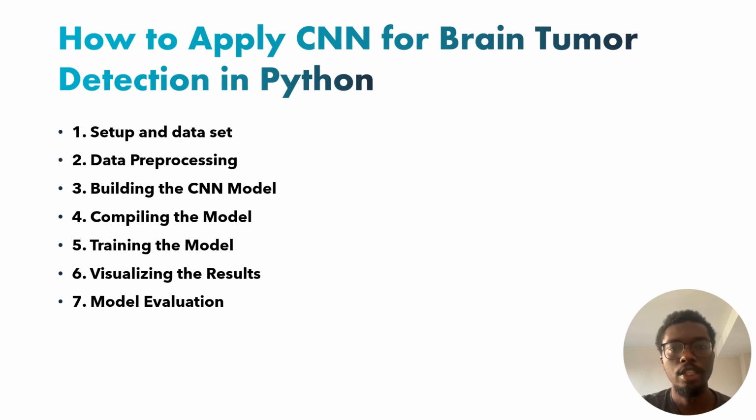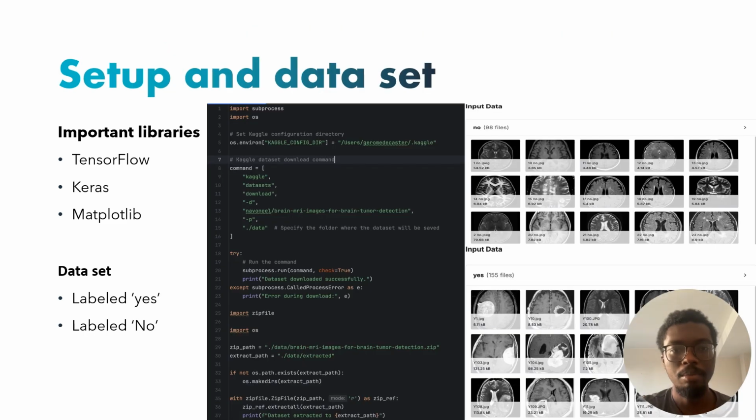and model evaluation. The first step in any machine learning project is to import the necessary libraries and load the dataset. In our case, we're using a dataset from Kaggle called Brain MRI Images for brain tumor detection. We started by importing essential libraries like TensorFlow, Keras, and Matplotlib.